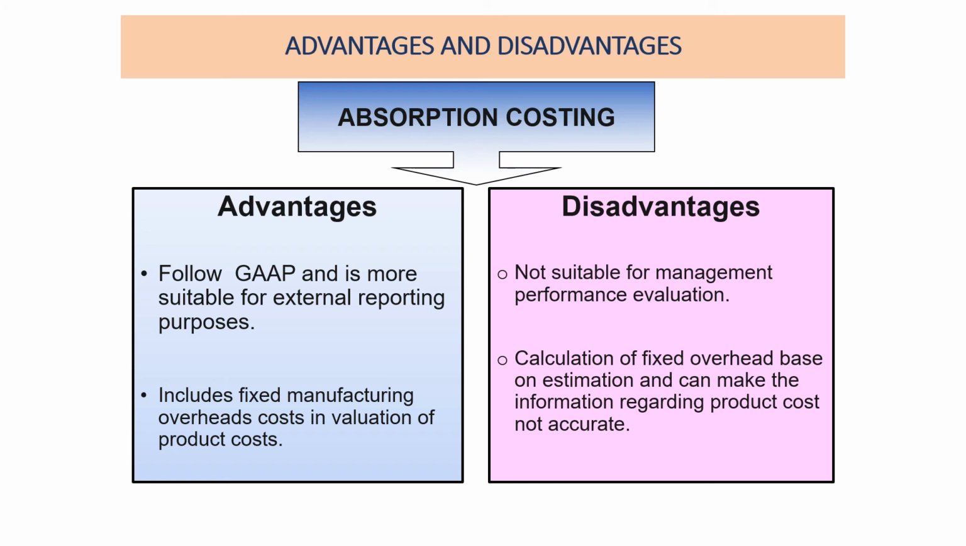Absorption costing. Advantages: 1. Follows GAAP and is more suitable for external reporting purposes. 2. Includes fixed manufacturing overhead costs in valuation of product costs. Disadvantages: 1. Not suitable for management performance evaluation. 2. Calculation of fixed overhead is based on estimation and can make the information regarding product cost not accurate.